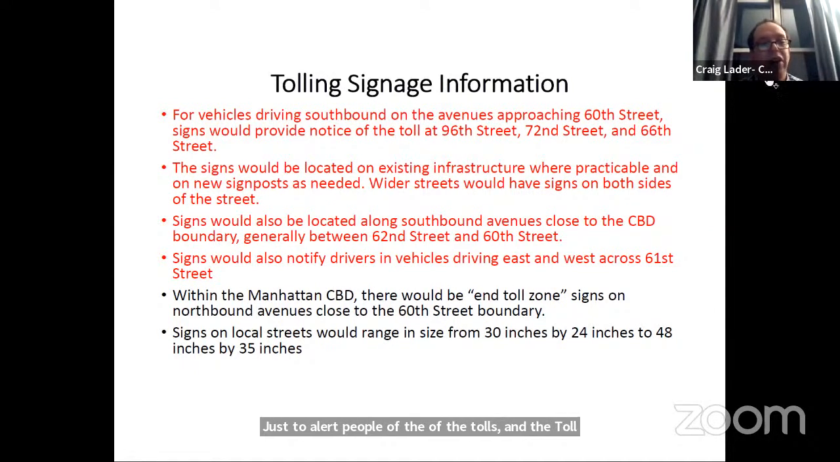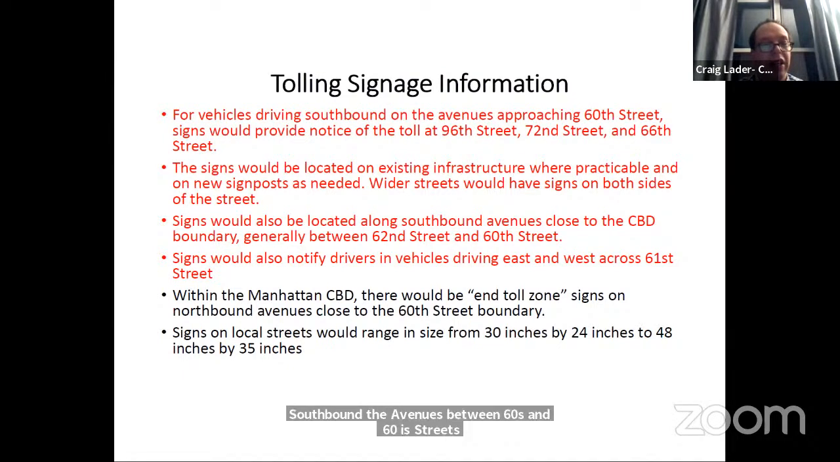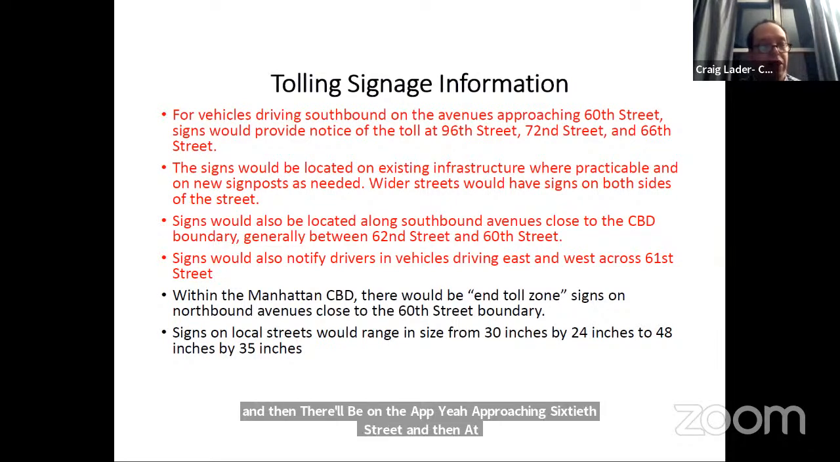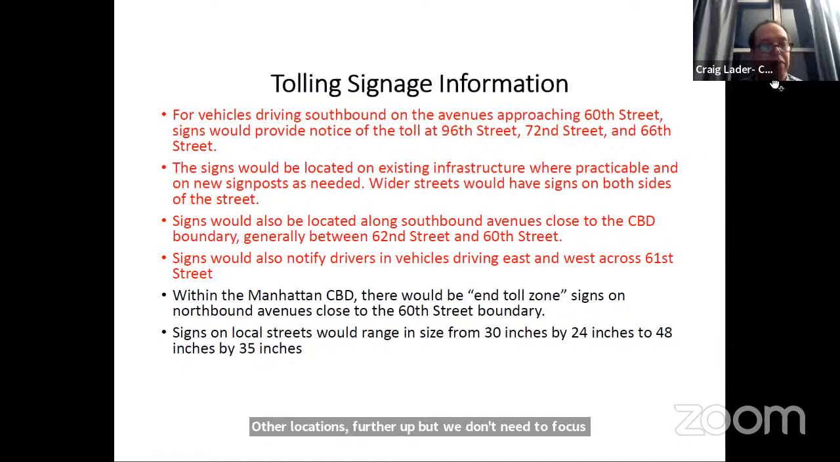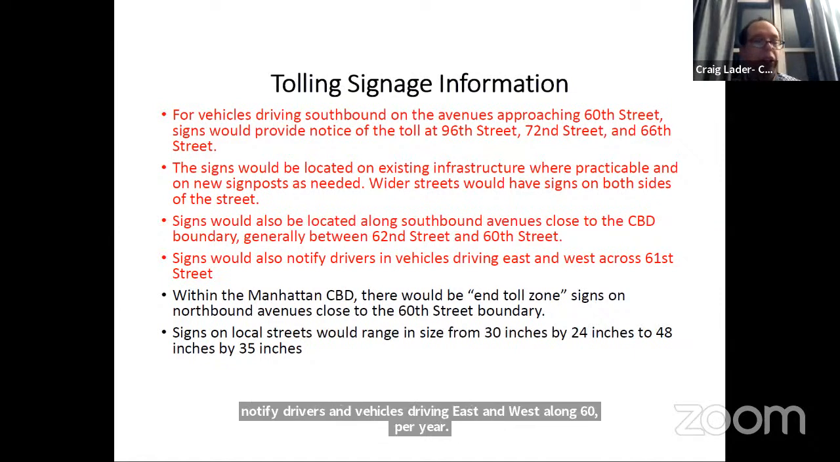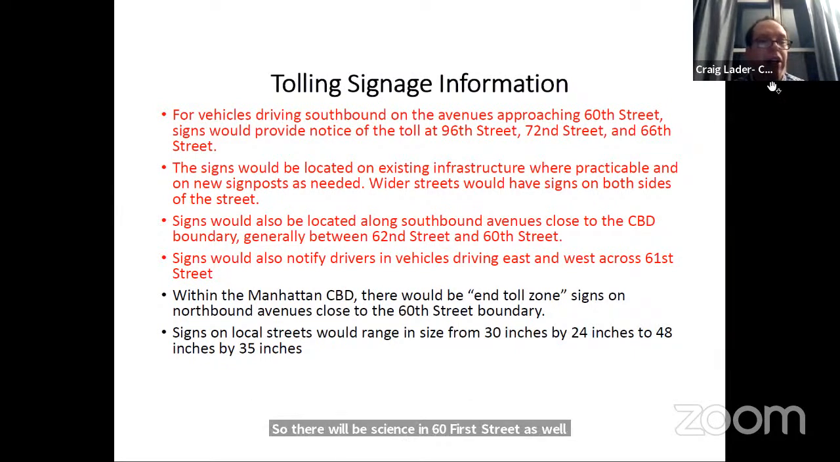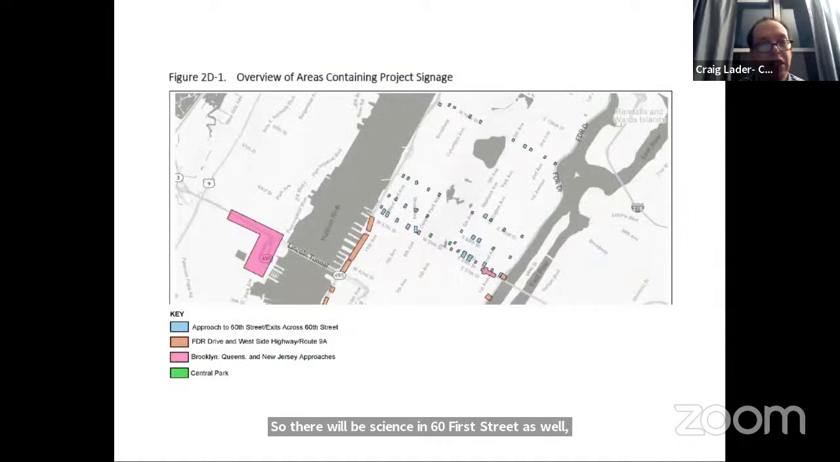So signs will be located along southbound avenues between 62nd and 60th Street. And then they'll be approaching 60th Street, and then at other locations further up, but we don't need to focus on those right now. And I think signs would also notify drivers driving east and west along 61st Street. So there will be signs on 61st Street as well. All right, next slide, please.